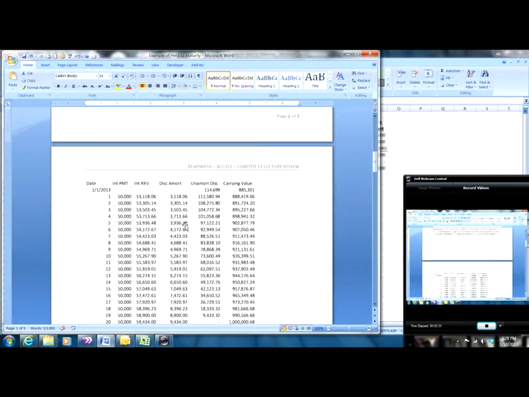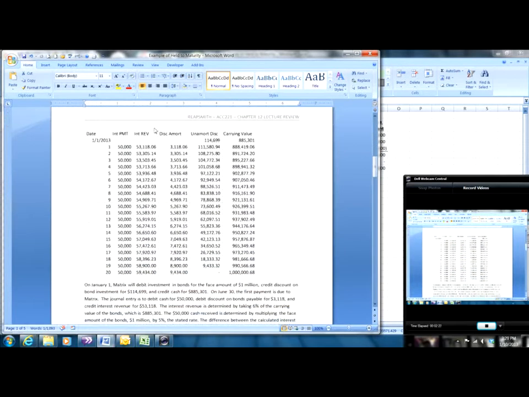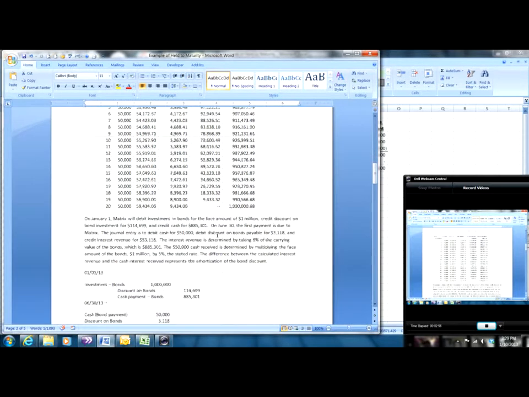So I went ahead and did a full amortization schedule, so you can see here's the interest payments here, the interest revenue, which is carrying value times the 6%. Here's our discount amortization, and unamortized discount is here. So for the 20 periods, you can see how that all plays out. We add the discounted amount to the carrying value to determine what our next carrying value will be. We multiply that by 6%, and that will give us our interest revenue.